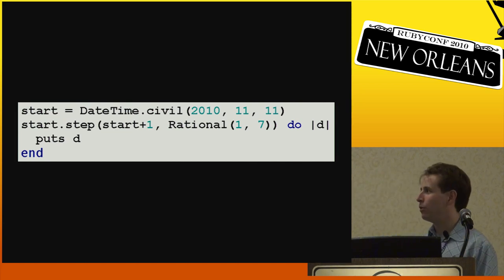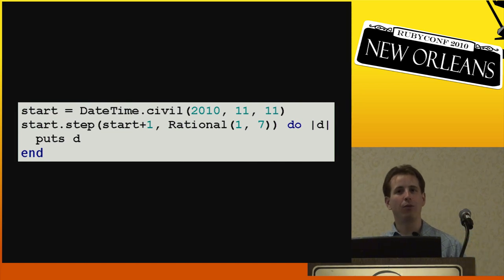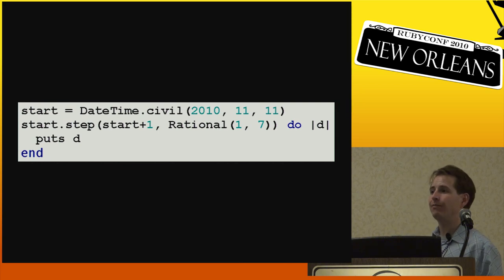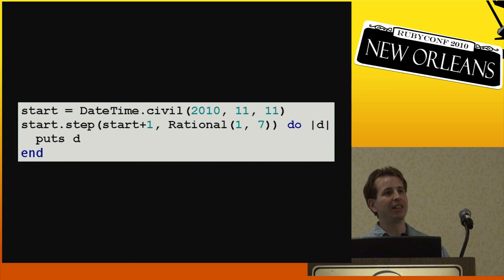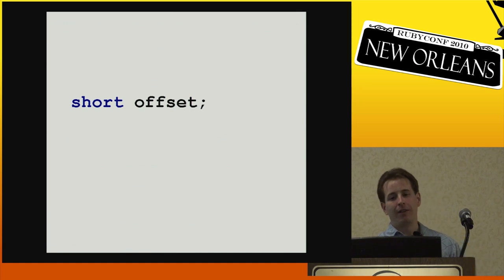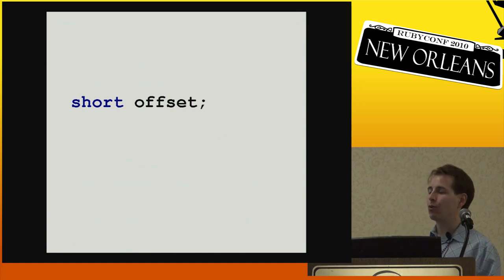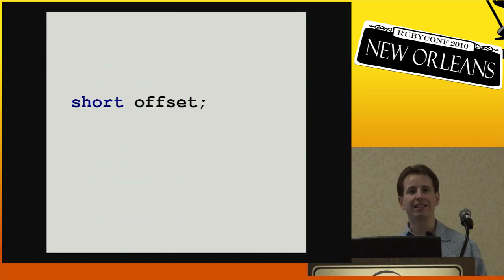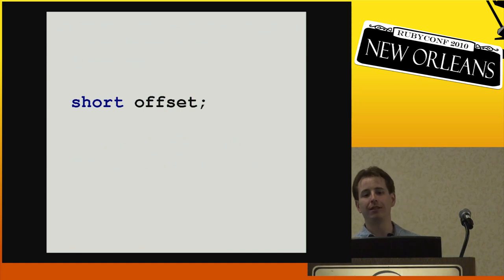For example, if you use the step instance method with a step value of 1/7, the finally yielded object here will show up as a different date, because the object will represent the final nanosecond of today's date instead of the first nanosecond of tomorrow's date. And this is because 1/7 of a day includes fractional nanoseconds, which get lost at each step. Finally, the time zone offset is stored in a 16-bit short integer as the number of minutes difference from UTC.